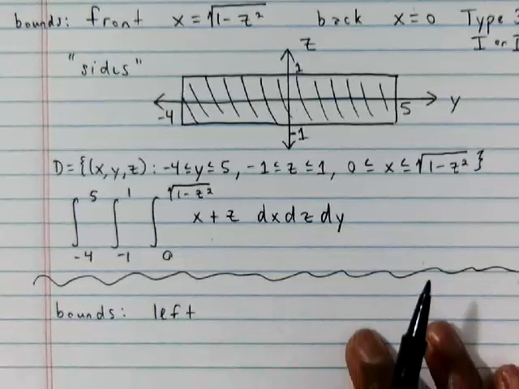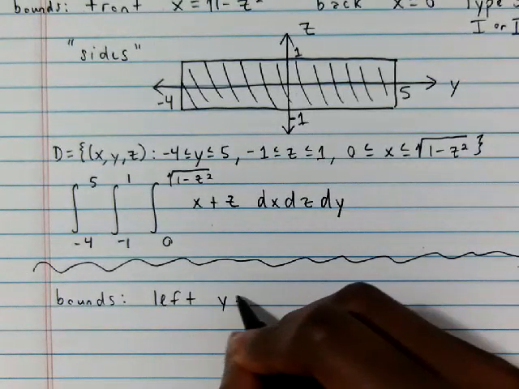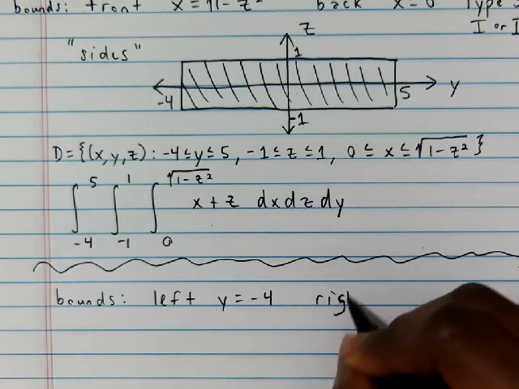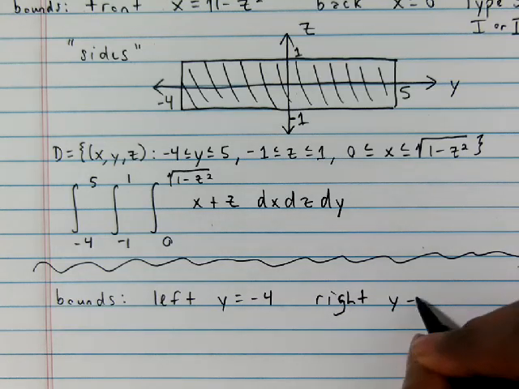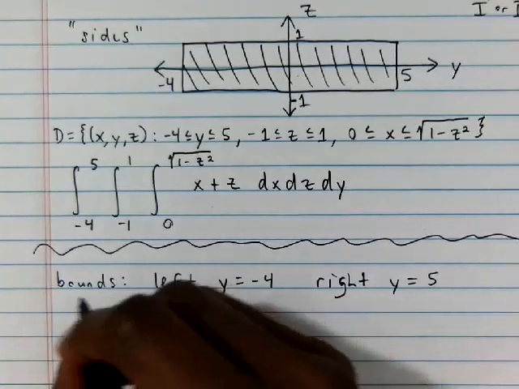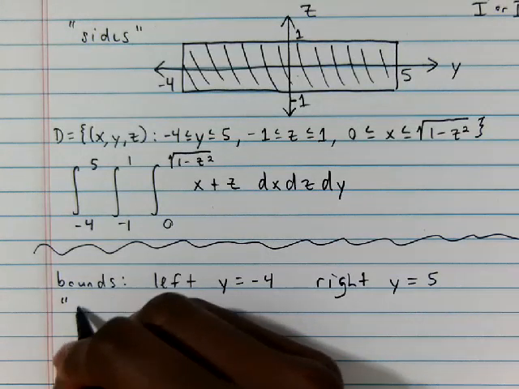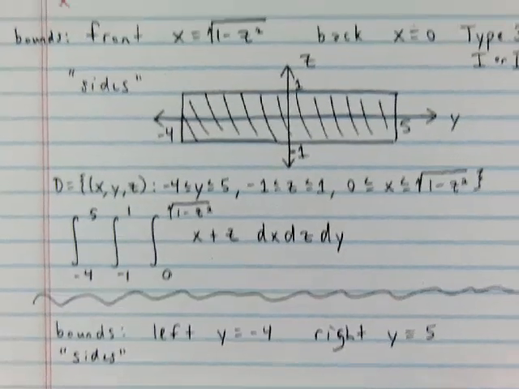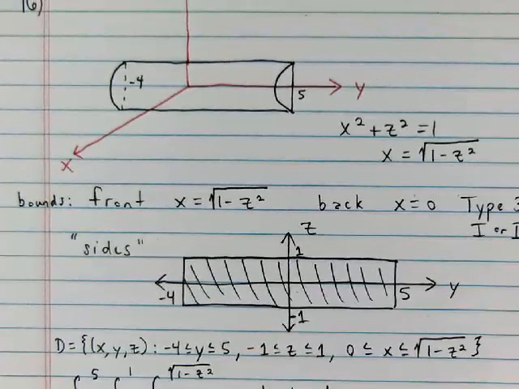So the left, y equals -4. The right, y equals 5. Now our quote-unquote sides, we'll sketch that. So if we take this thing and we smash it into the xz plane, what is it going to look like?